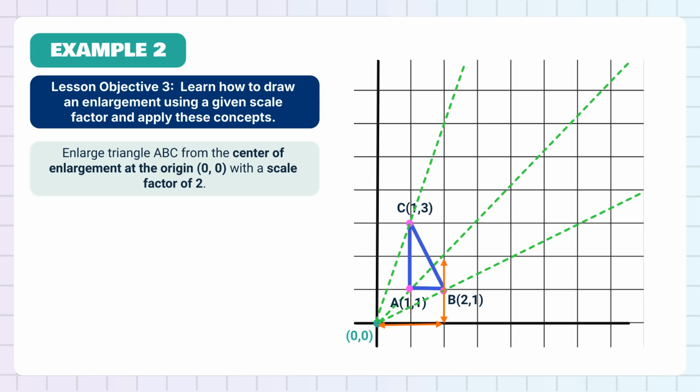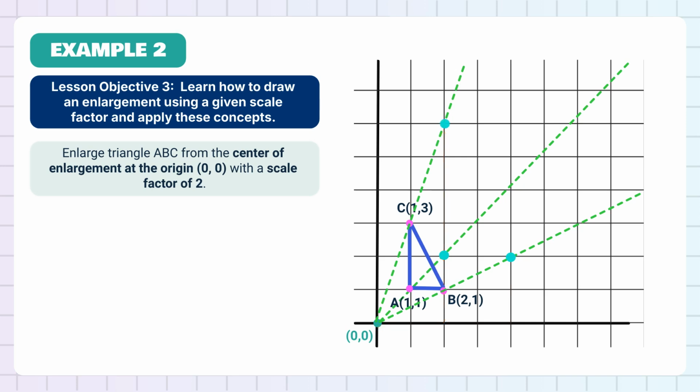The enlarged distance to A will be 2 units horizontally and 2 units vertically. Enlarged distance to B will be 4 units horizontally and 2 units vertically. Enlarged distance to C will be 2 units horizontally and 6 units vertically.